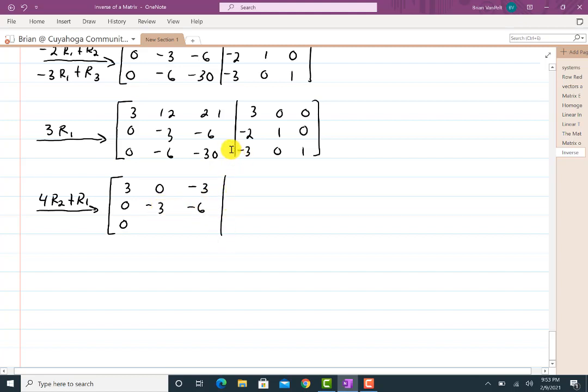And let's see what happened on the other side. Negative 8 plus 3 is negative 5. 4 plus 0 is 4. And then I'm going to wipe out this negative 6 here and see what happens. So I will do negative 2r2 plus r3. So 12 minus 30 will be negative 18. And then I'll have 4 minus 3 will be 1. Then I'll have negative 2 plus 0 will be negative 2, and then a 1.